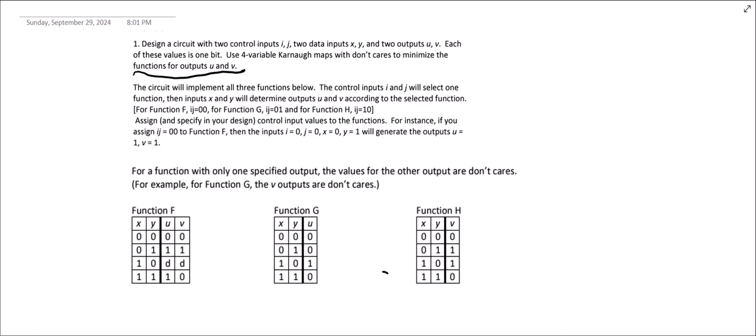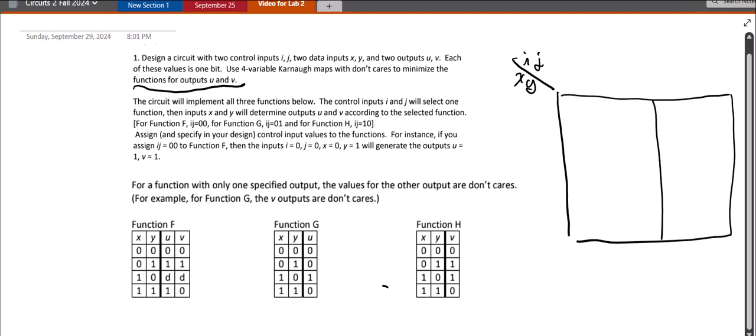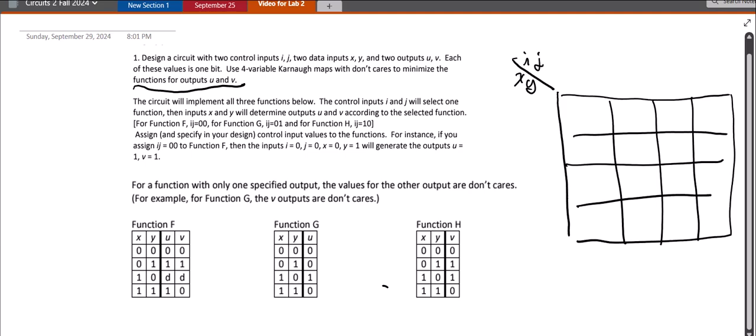Let's see, I'll do U for instance. Okay, so we have four variables. We have I and J, and we have X and Y. So we'll have I, J, X, Y, and we'll have a 4-variable Karnaugh map. And this is going to be for output U. If you remember, for a Karnaugh map, the labels will be 0, 0, 0, 1, 1, 1, 1, 0.